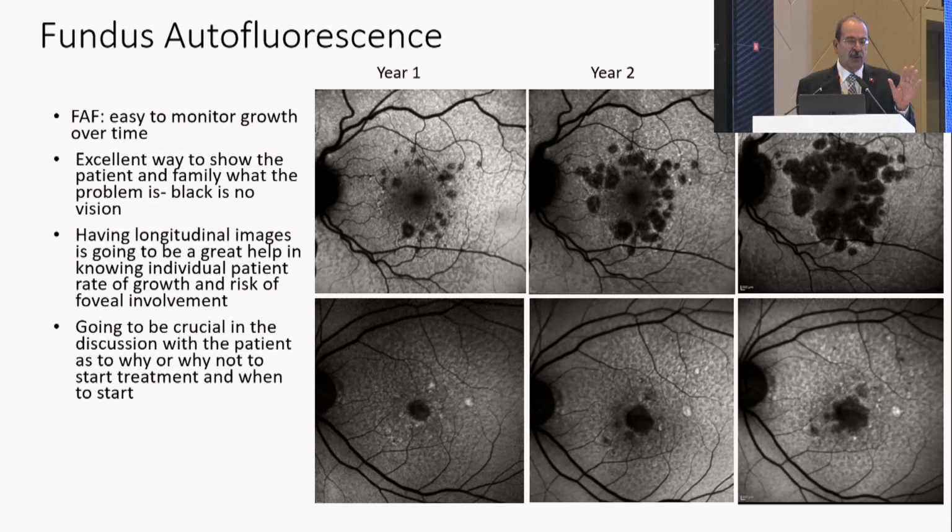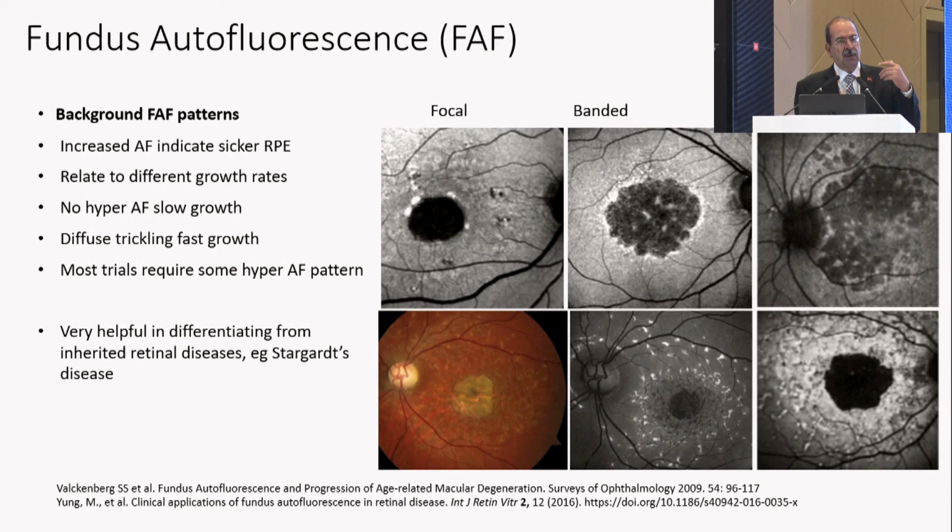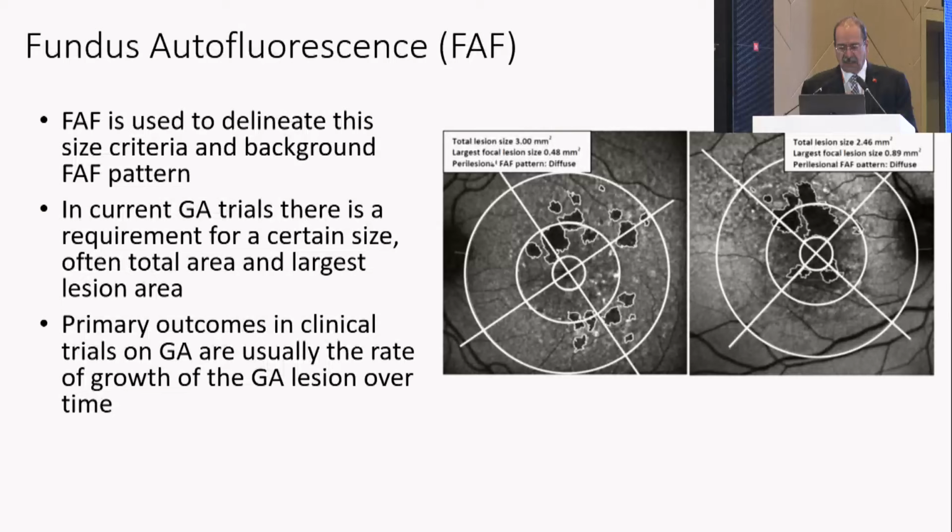But all the trials for geographic atrophy really look at fundus autofluorescence as the sign of growth. When you do autofluorescence, there are common patterns of geographic atrophy. On the autofluorescence, you can see there are either focal changes, banded changes, or diffuse trickling changes. It's the diffuse trickling changes which tell you that the geographic atrophy is going to progress faster than the other two. So we really need to start thinking about autofluorescence.